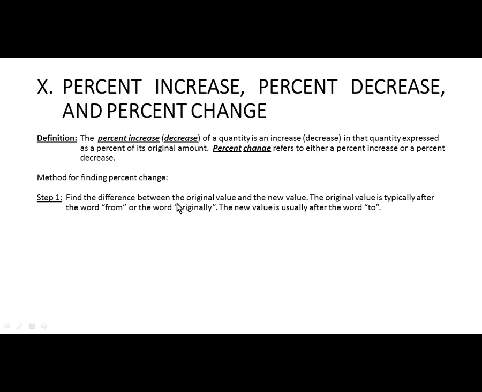There's a formula, but first the method for finding the percent change. Step 1. Find the difference between the original value and the new value. The original value is typically after the word from, or the word originally. The new value is usually after the word to. Step 2. Divide the result of step 1 by the original value, the value after the word from or the word originally. So notice two numbers are going to appear twice.